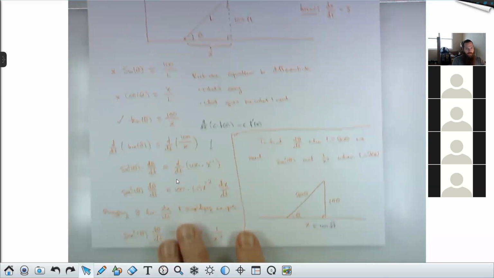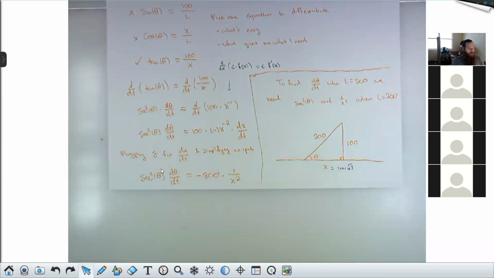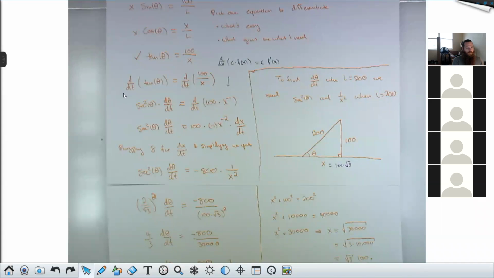Having chosen the trig function we wanted to use, we differentiate. So over here, we take the time derivative, d/dt, on both sides. On the left-hand side, d/dt of tangent theta is secant squared theta times d theta/dt. And on the right-hand side, the constant multiple 100 just pops out. x to the -1 differentiates to -1 times x to the -2. And then we've got our dx/dt also, same as we got the d theta/dt. We're differentiating with respect to time.